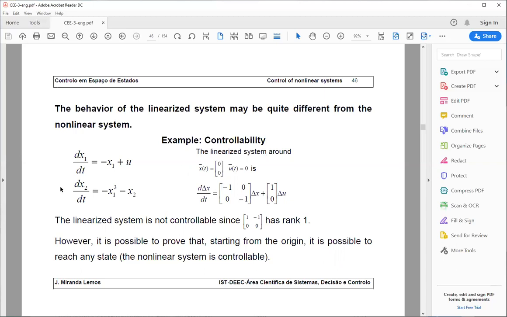Suppose that you have this nonlinear system. You see that the equation for x1 is linear, but the equation for x2 is nonlinear. You have a power 3 of x1. Now, if you linearize, you get this. And it's easy to see that if you compute the controllability matrix for this pair A, B, that corresponds to the linearized model, the rank of the controllability matrix is 1. That is to say, there are points in state space of delta x that you are not able to attain if you are operating the linearized model.